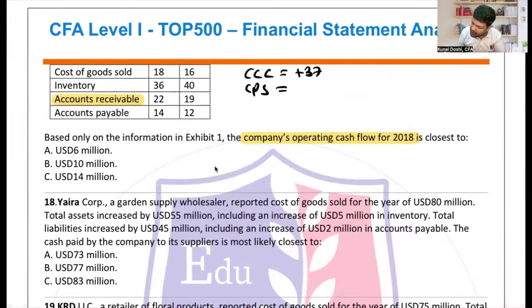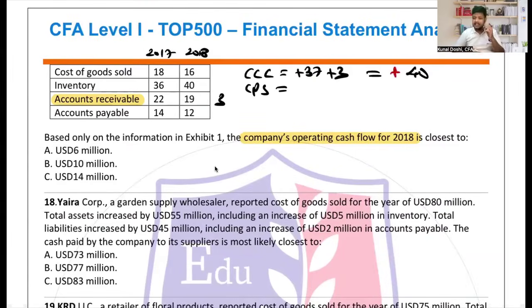So I'll write here, this is 2017 and this is 2018, so you don't get confused. Accounts receivable, how much is the change here? 3. But accounts receivable is going down. That's a decrease in current asset, so it's an inflow. I will add 3. This is my cash collected from customers. There is no unearned revenue, so this is going to be plus 40.